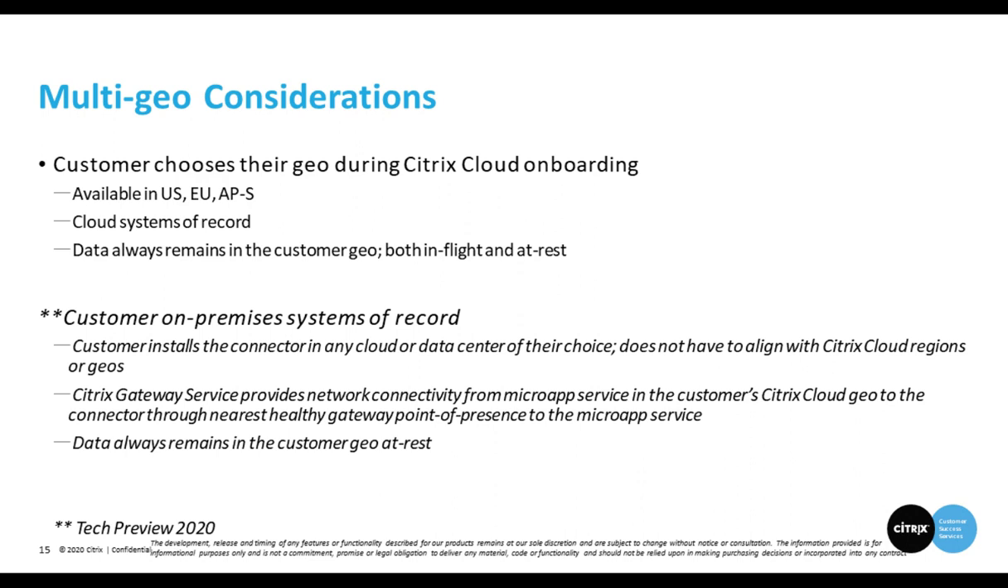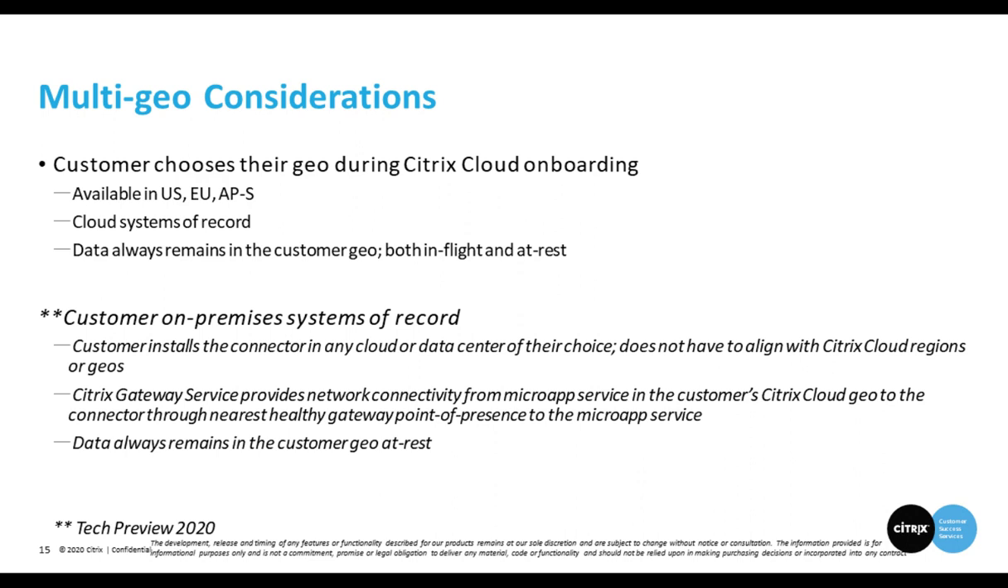We do have a scenario where we can have a customer have an on-premise system of record. So instead of being in the cloud, it would be effectively within your four walls of your data center. And there is something called an Appliance connector. I'll talk about that. It is available in Tech Preview. But basically what that's doing is that a customer, in this case, we'll install the connector inside of any cloud or any data center of their choice. It doesn't have to align with any sort of cloud region or geo.